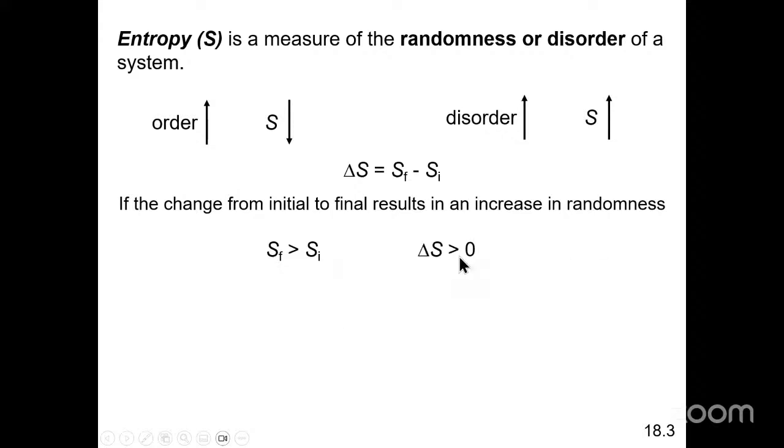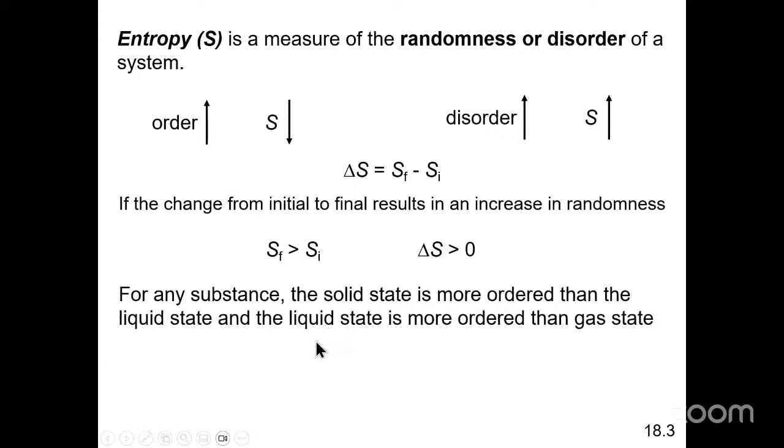So this represents a situation where as you go from reactant to product, there's an increase in entropy, right? Now, of course, you can use your imagination in some instances to tell whether or not there will be an increase in entropy. For example, if you look at a substance, let's say water, and compare the solid state to the liquid state to the gaseous state, right?